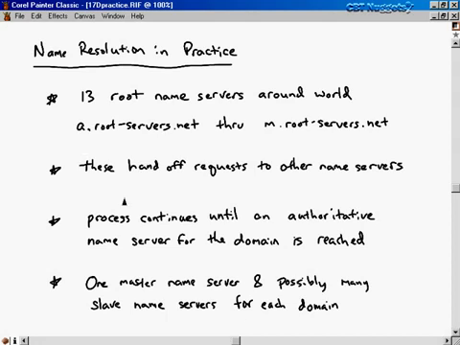So that's kind of the way that this works. That tree picture that we were looking at before is really distributed all over the internet. The root name servers spread that load out. They ask other name servers, and eventually some authoritative name server can actually answer the question.